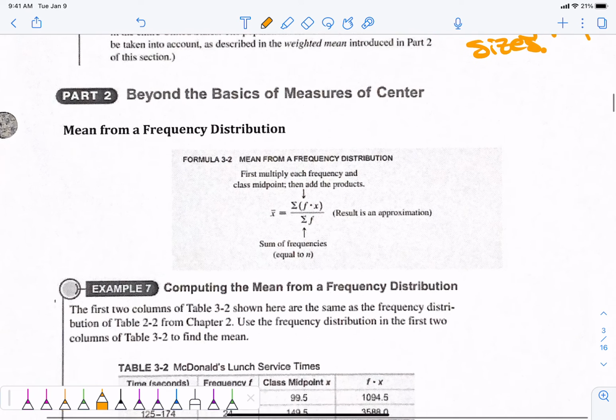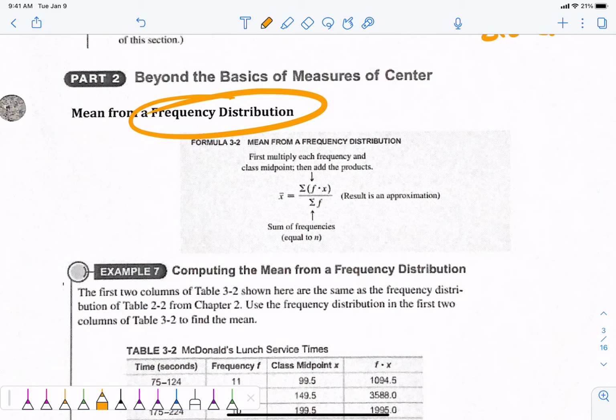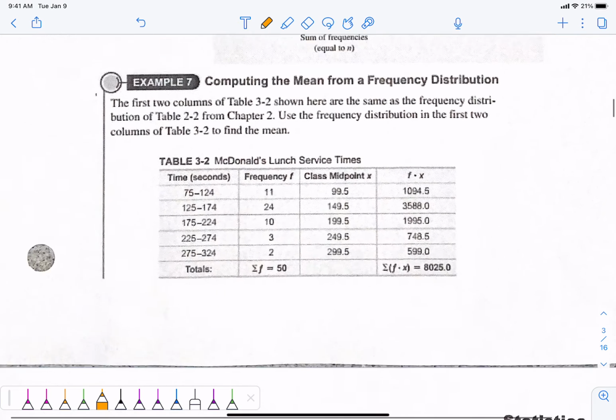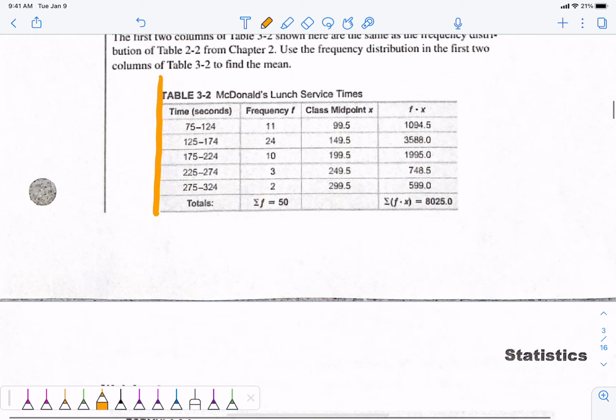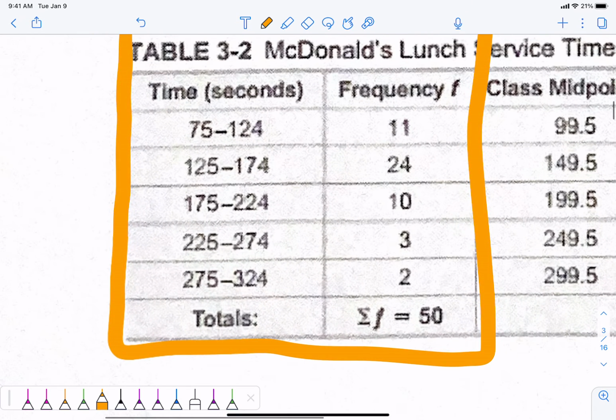Okay, part 2, beyond the basics, measures of center. We're talking about frequency distribution. Circle that. You're going to get to the homework assignment and you're going to be like, how do I do this? Here's how you do this. Ready? They're going to give you a frequency table right here. This is what they will give to you, and they will say, find the average.